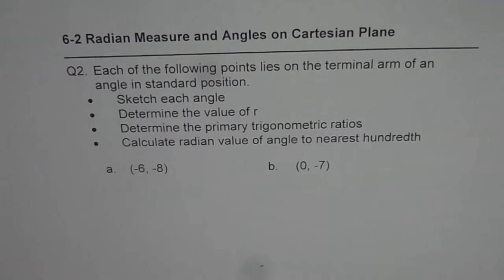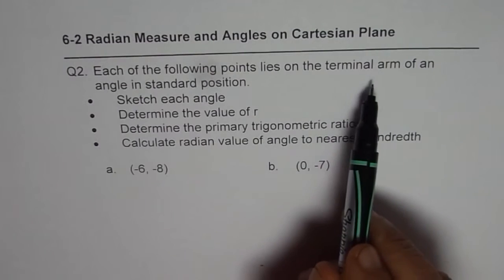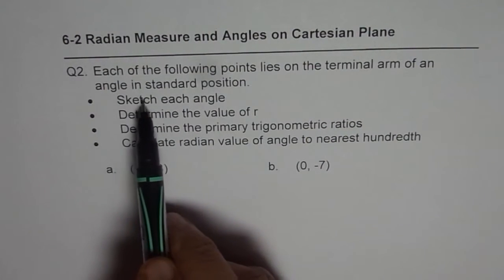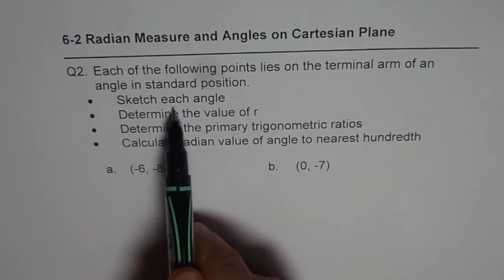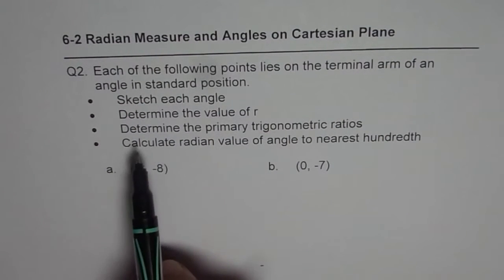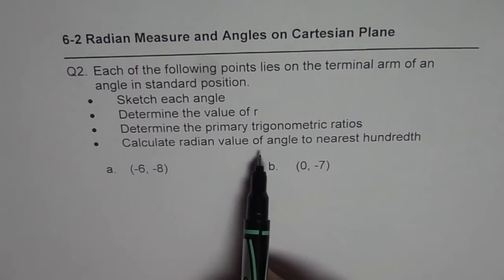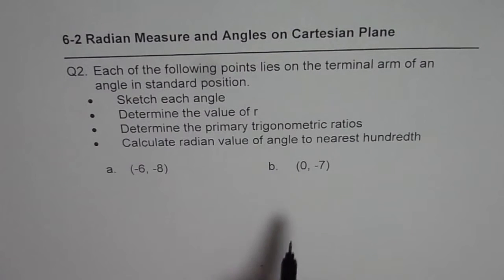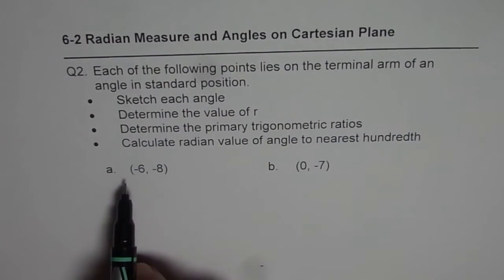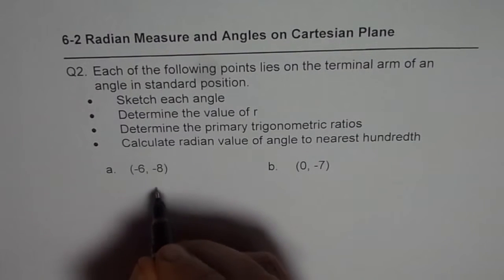I'm Anil Kumar, and here is question number 2 on radian measure and angles on the Cartesian plane. The question is: each of the following points lies on the terminal arm of an angle in standard position. Sketch each angle, determine the value of r, the hypotenuse, determine the primary trigonometric ratios, and calculate the radian value of the angle to the nearest hundredth. So we are given 2 points. Part A is (-6, -8) and B is (0, -7).